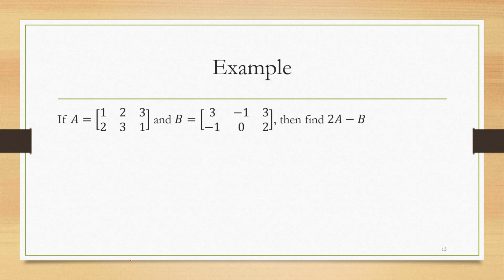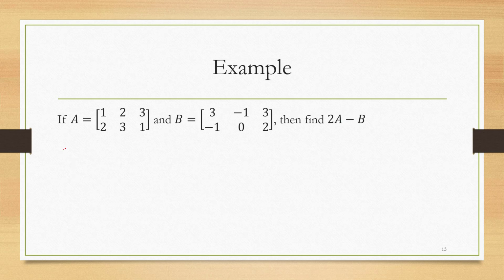Now we will do a few questions based on addition, based on negative of a matrix and based on scalar multiplication. As you can see in this expression, 2A scalar multiplication is involved, minus B negative of B is involved, and then 2A plus minus B is addition of matrices is involved. So let's see how to solve it.